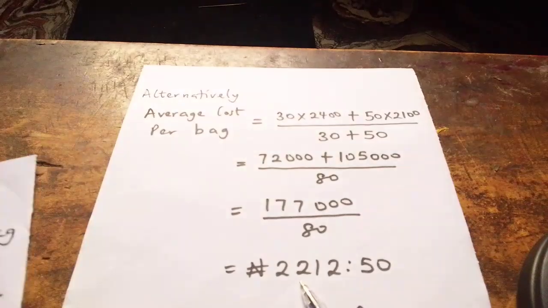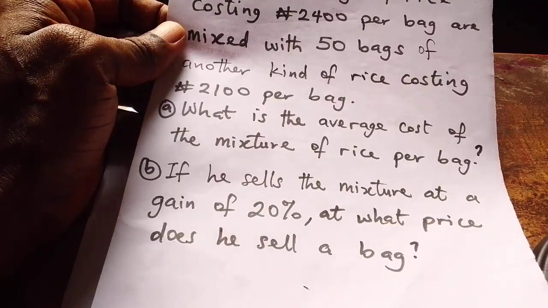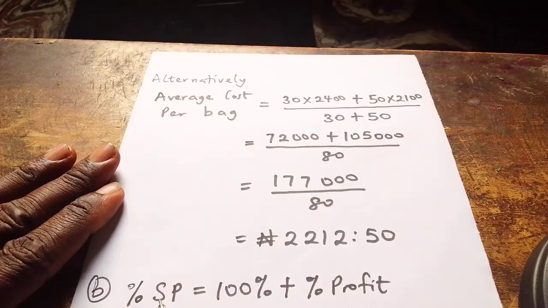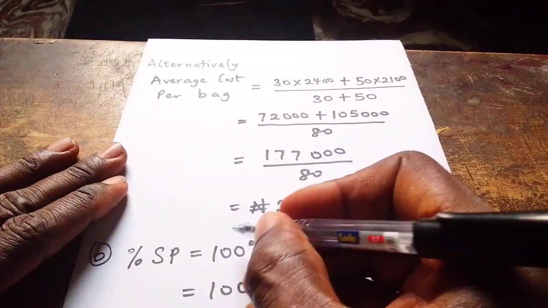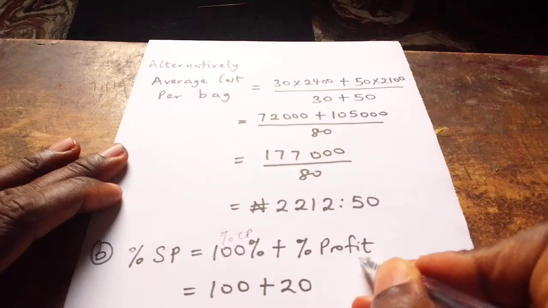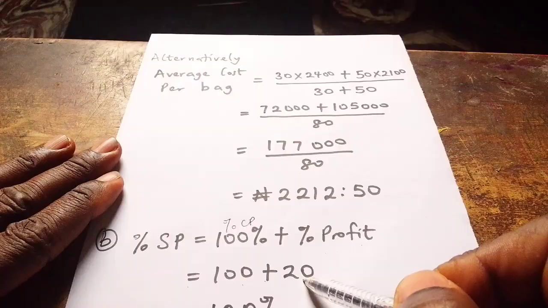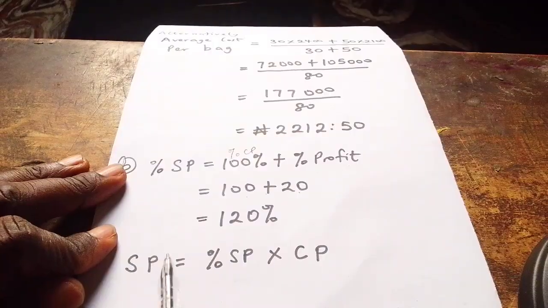Now the question says that if he sells the mixture at a gain of 20%, at what price does he sell a bag? You can also do that one this way. You can say that the selling price, the cost price is taken to be 100% plus the percentage profit. The percentage profit is what? 20. So it's just like you are saying, well, this percentage profit will be what? The percentage cost price plus the percentage profit. So the percentage cost price is taken to be 100 plus the percentage profit is 20, making what? 120%.